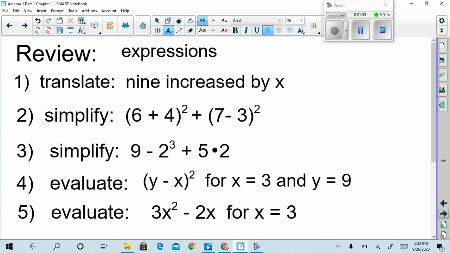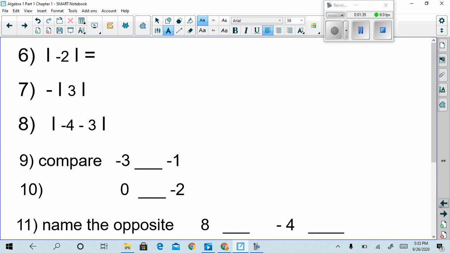Now on to our next set. In numbers 6 through 11, we're looking at absolute value, comparing with a less than or equal to sign, and naming an opposite. Don't forget absolute value is a number's distance from 0, and distance is always positive. Once again, copy these and see how you do.